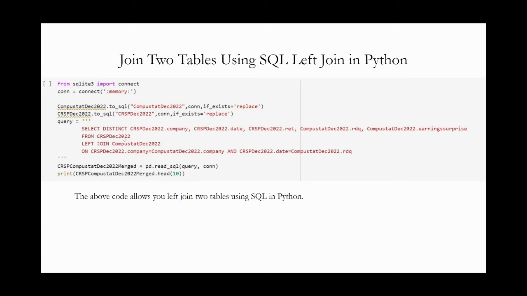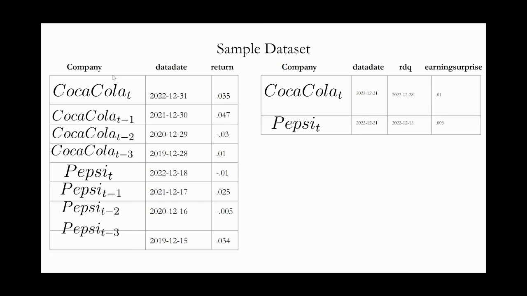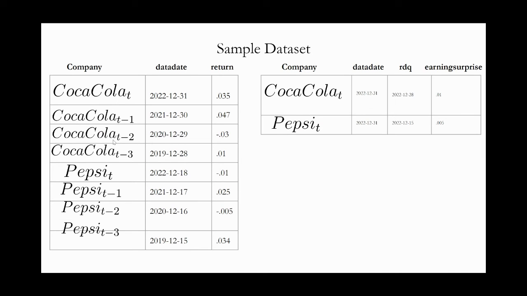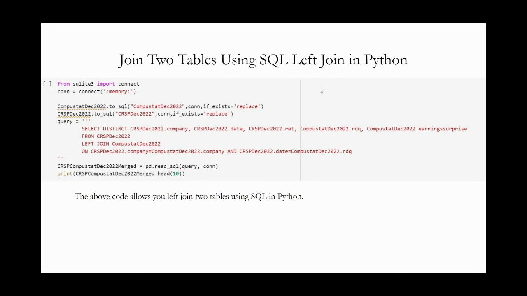From, and this is crisp December 2022. Whatever you put in the from section of your code, that's the left-hand side of your table. That's the left table, right? So we're saying from, so this is going to be our left side table, and then left join, and whatever you put here after left join, that's your right side table. So we're saying from this, left join this. So this is our left table, this is our right table.